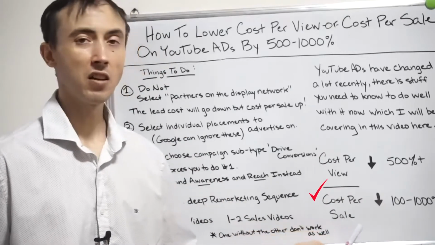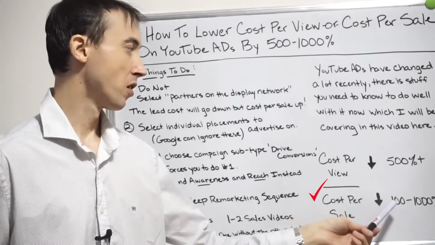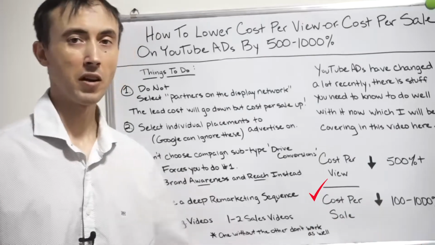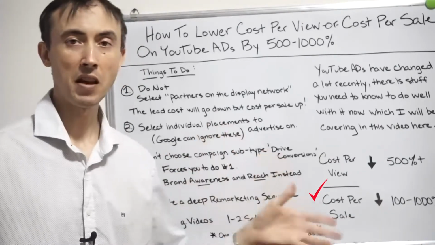The cost per sale can actually go down 100 to 1,000% somewhere, okay? Depending on how many of these things you aren't doing and how many you implement and how well you implement it, respectively.